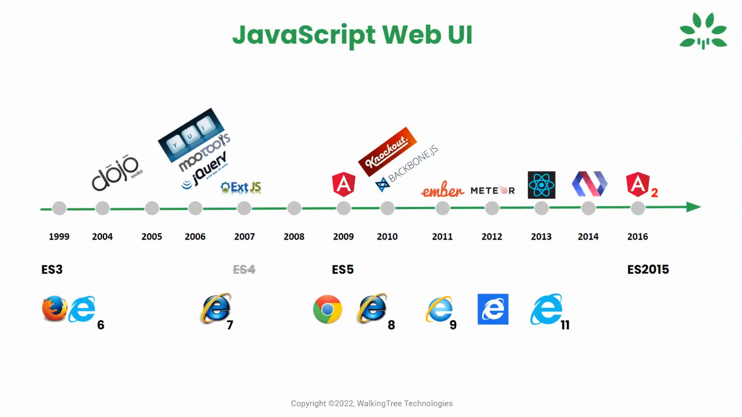As we see, in 1999 the ECMA 3 version came in, where Microsoft was managing it. Before ECMA 3, Netscape was the initial company that started putting out the specifications for JavaScript.